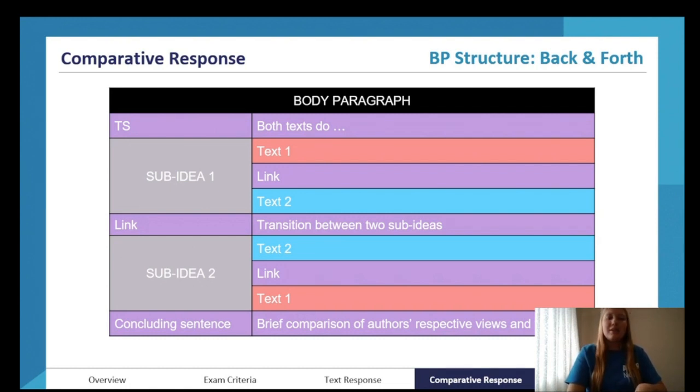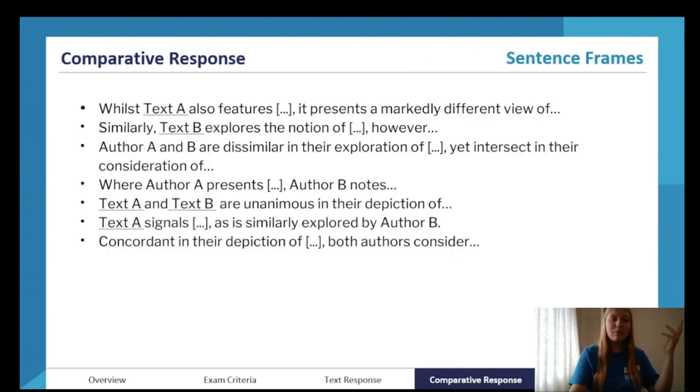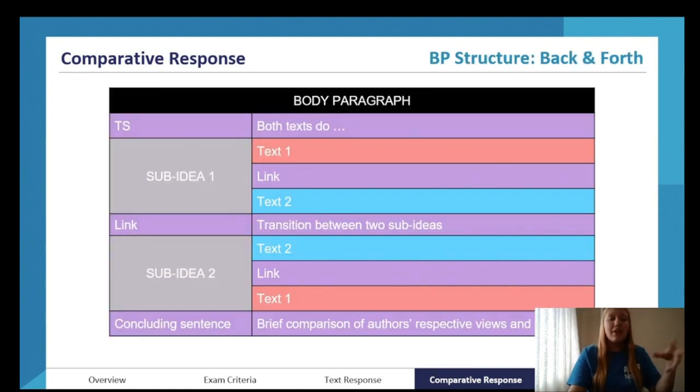This is where we do the evidence and analysis process for both texts back and forth, text 1 and text 2. And then we bring it back to a link, which is going to be a transition between the two sub ideas. This is where we say, while similarly, the texts explore the notion of something, however, here is this small difference, and that's our link. Here is this difference in message. And then that's leading into discussion of our sub idea two, our difference. And here again, we use evidence and analysis of both texts to prove that.